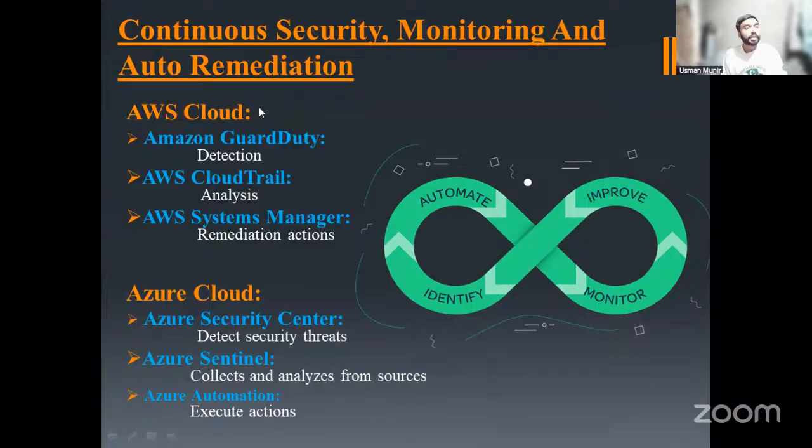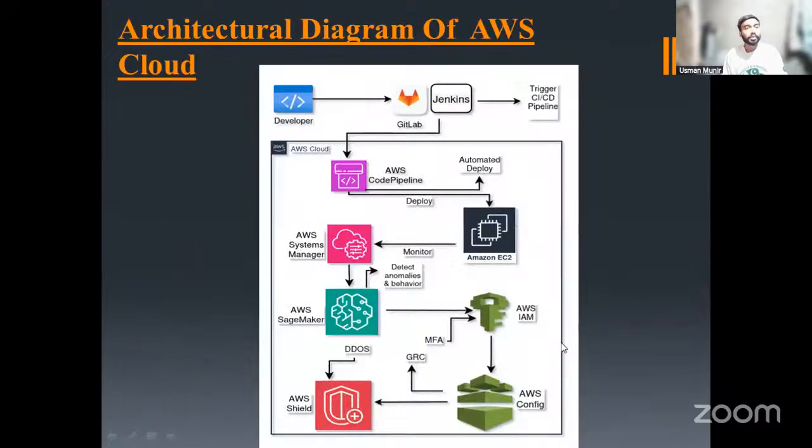So in AWS Cloud, we will use Amazon GuardDuty for detection, AWS CloudTrail for analysis, and Systems Manager for remediation action. And in Azure Cloud, we will use Azure Security Center to detect security threats, Azure Sentinel to collect and analyze data from sources, and Azure Automation to execute remediation action.